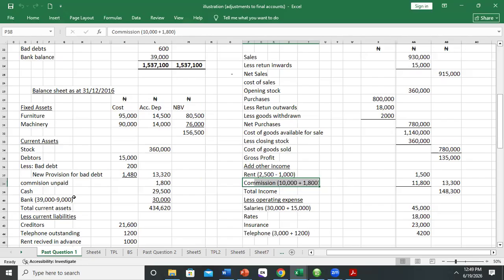And in the balance sheet, come and see what is happening here. In the balance sheet, you see under current assets, look at where I'm highlighting. Under current assets, you see commission unpaid being shown as a current asset. So that's how you do it. Originally we were preparing the trading profit and loss and balance sheet without these adjustments. Now as they come in, this is how you go about it. Let me see if we can look at the other ones.